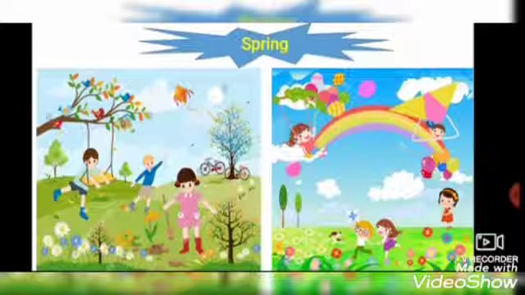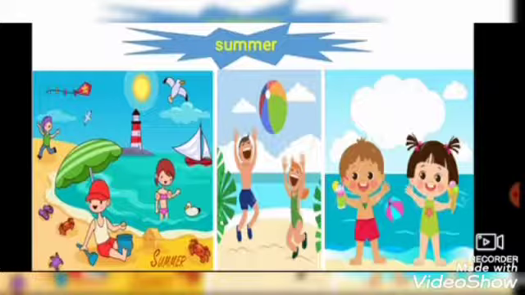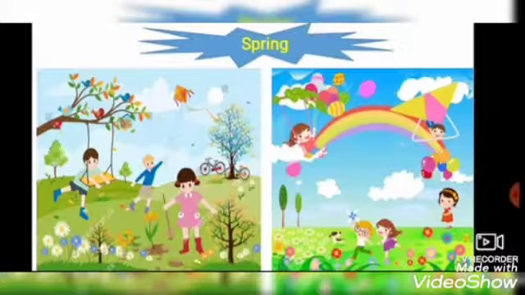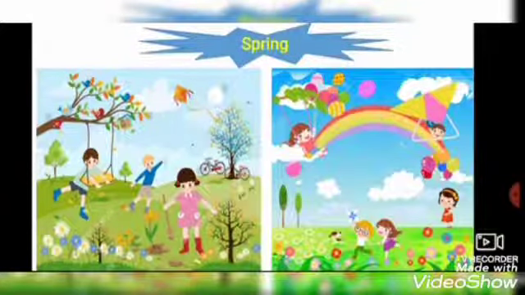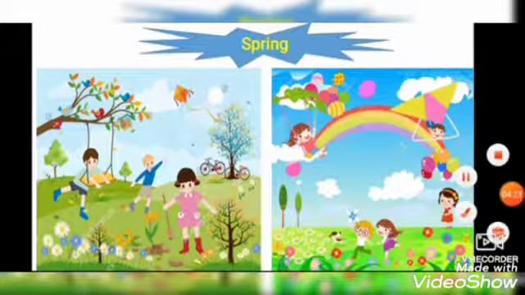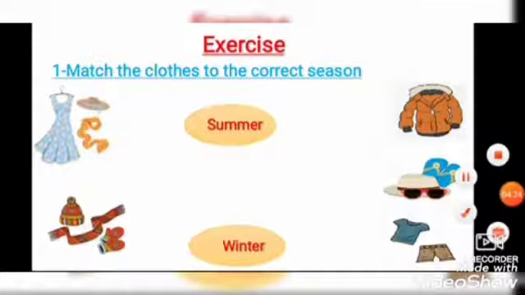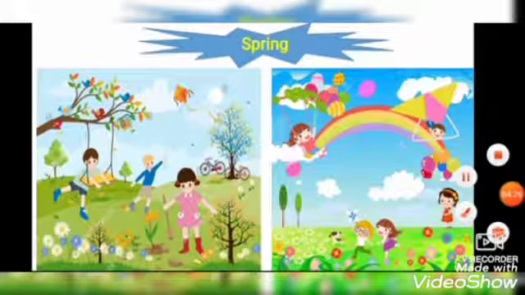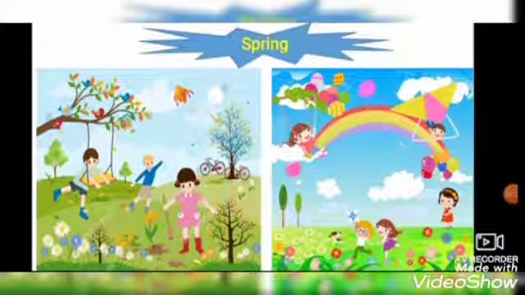Summer, fall, winter, spring. Again, Junior One. Summer, fall, winter, spring. So we have how many seasons? We have four seasons.